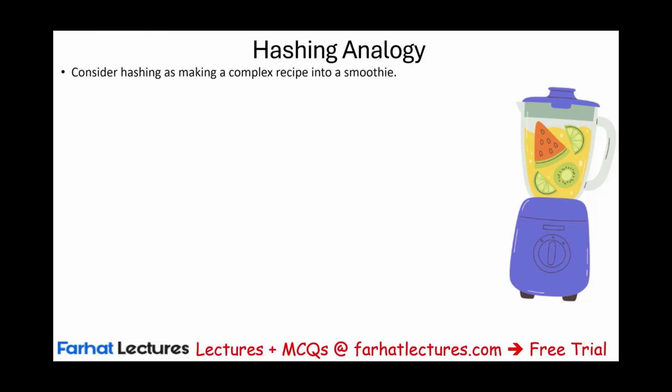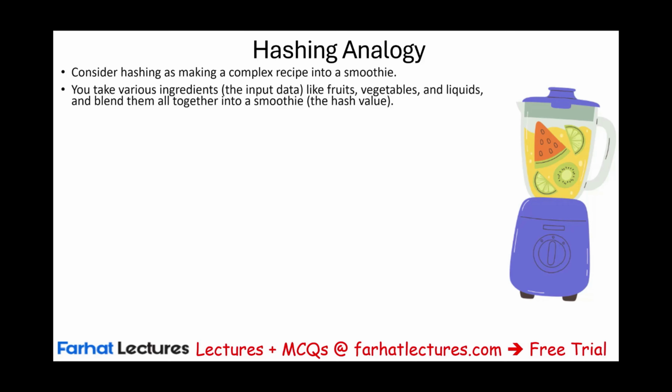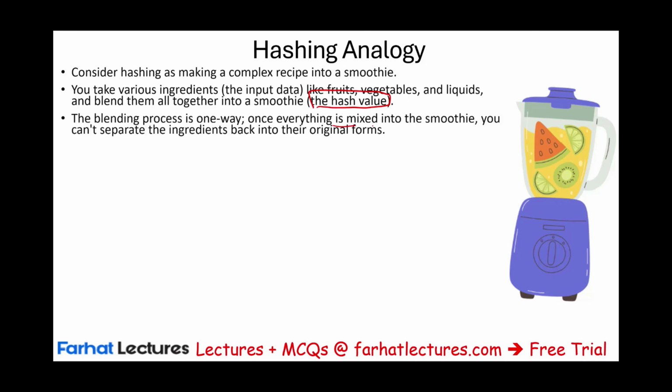Consider hashing as turning a complex recipe into a smoothie. How does it work? You take various ingredients, the input: orange, banana, watermelon, the fruits, the vegetables. You put some milk with it and you blend them all together into a smoothie. The smoothie becomes the hash value. So you have some input and you blend them. The blending process is one way. Once everything is mixed in the blender, you cannot separate the ingredients back into their original form. And I hope you can picture it clearly. Once you put something in a blender and the blender smashes them, you cannot go back and separate them.